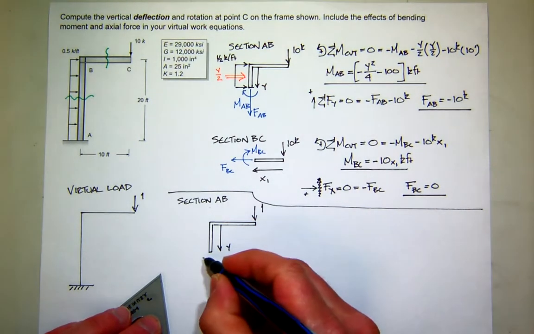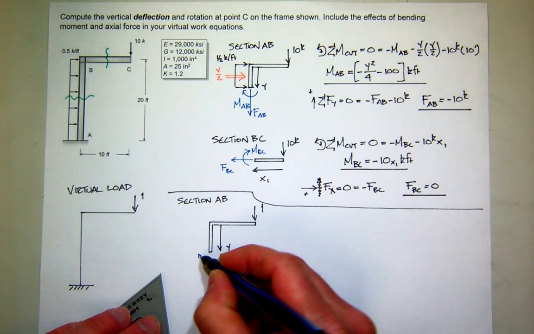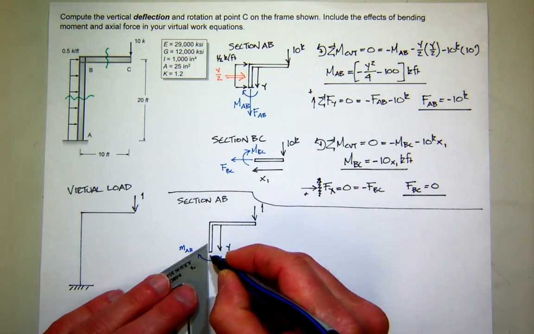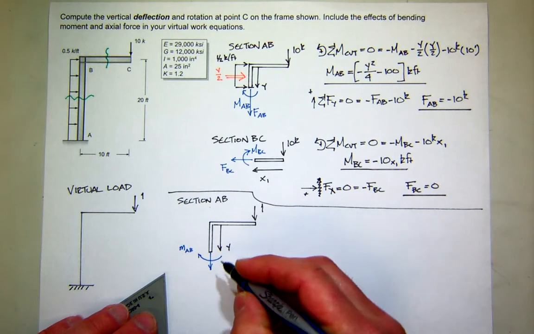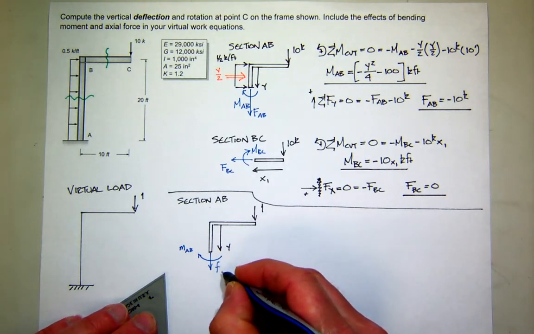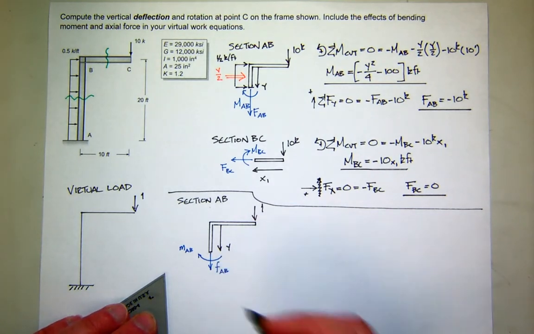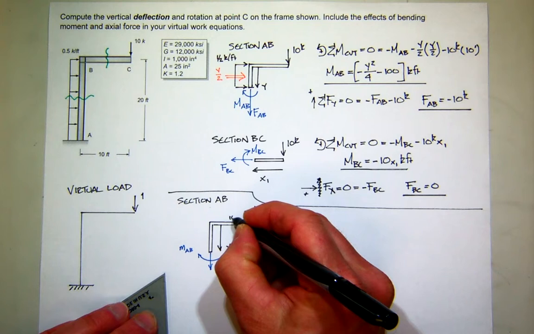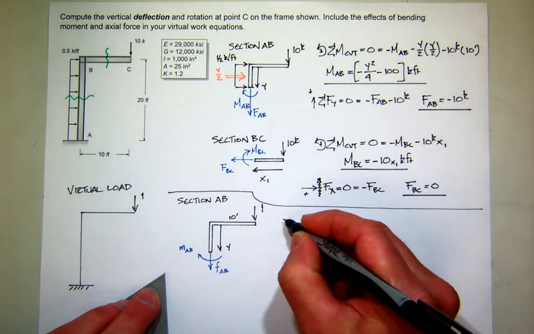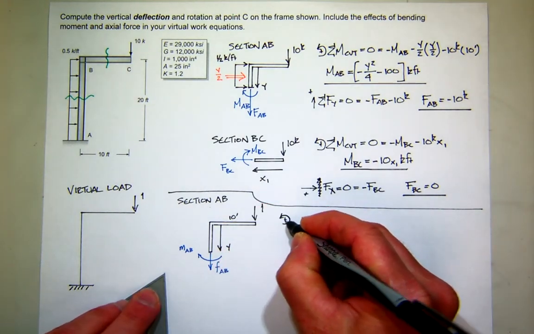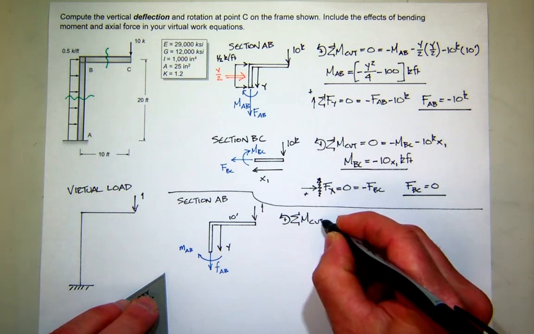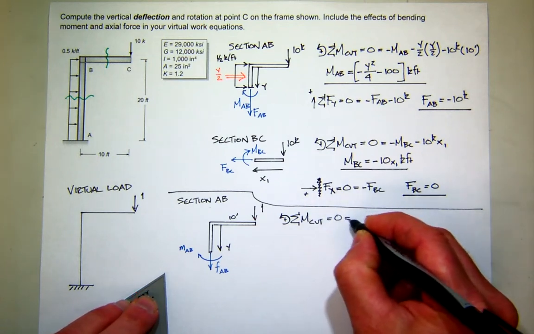And then at the bottom, I'll have now my virtual moment in AB and my virtual force in AB. Okay? So, this was 10 feet. Forgot to put that in there. So just as before, we'll sum moments about the cut. Again, I'll use right-hand rule as my sign convention for moments. We'll make sure everything's in equilibrium.